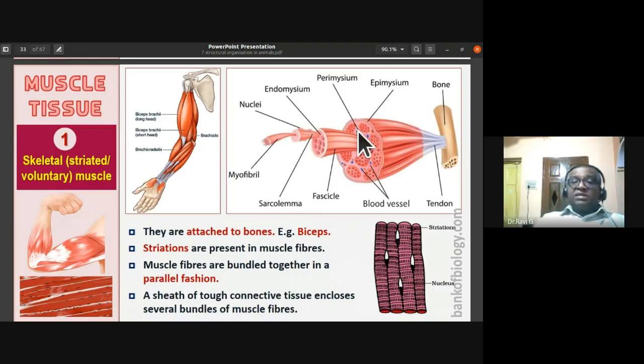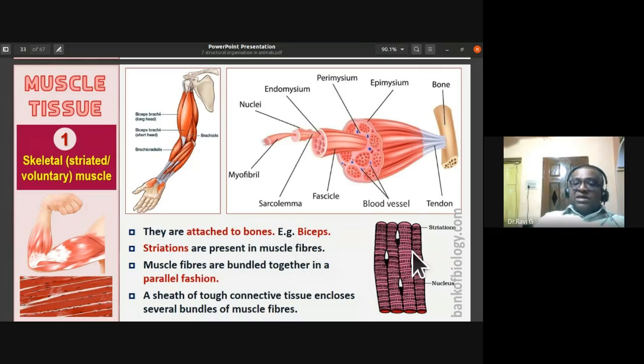And what are the muscles made up of? They are made up of many myofibrils arranged in a group, and these myofibrils will be containing actin and myosin. The outermost membrane of the muscle cell, we call it sarcolemma. The cytoplasm, we call it sarcoplasm, and the cell, we call it sarcomere. So the muscles are attached to bone. Example is biceps.